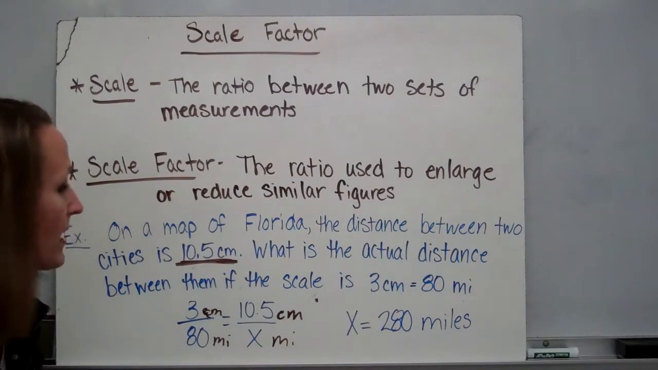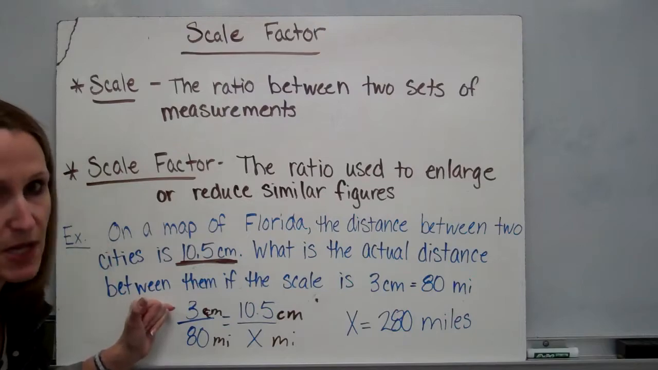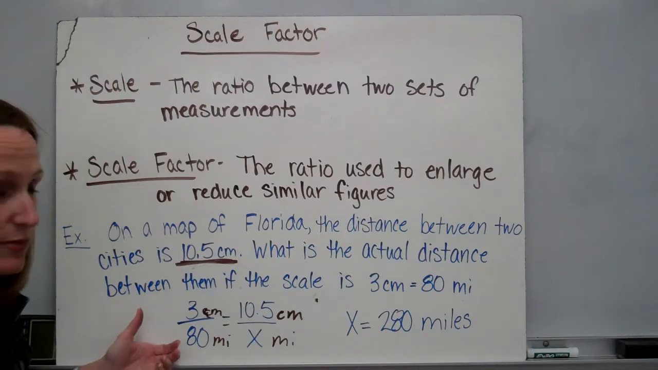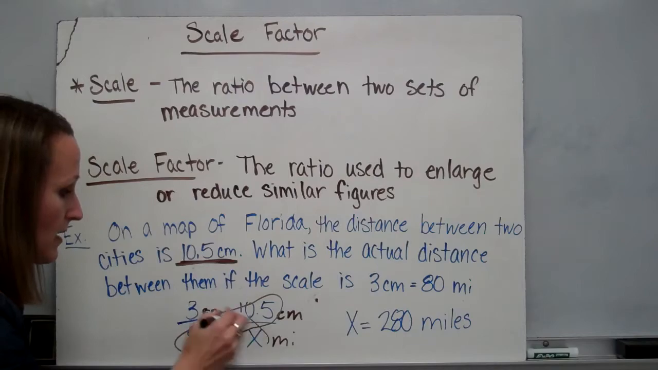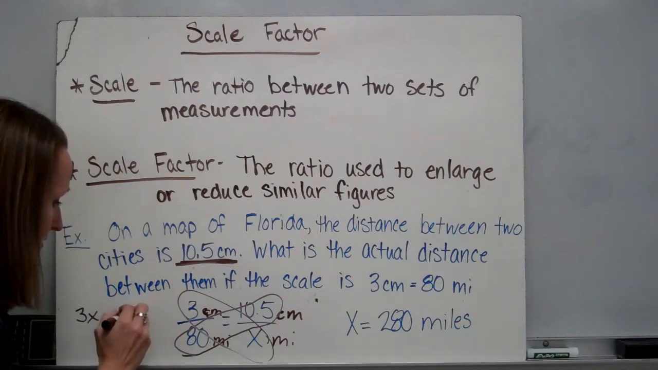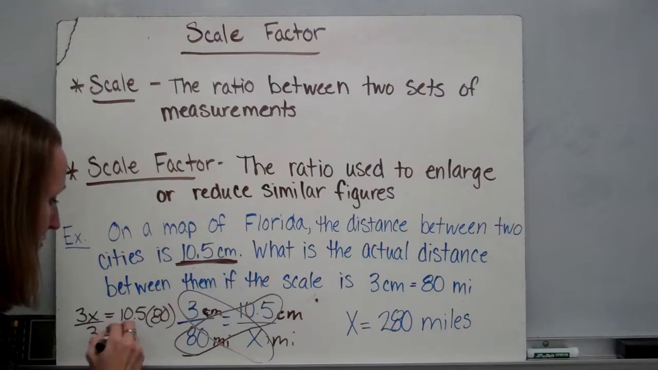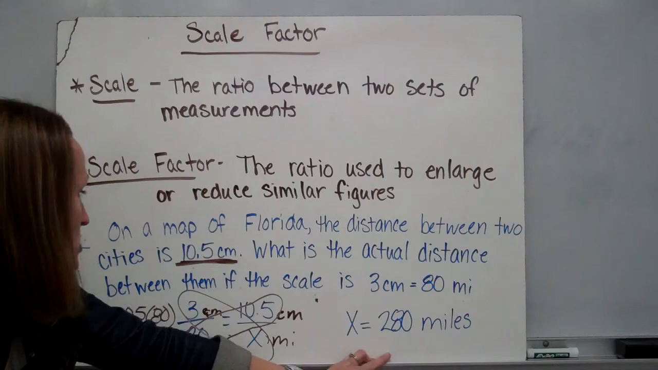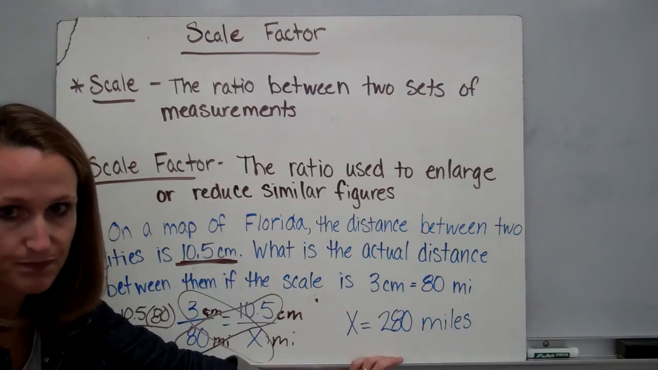That's the important part about using a scale factor and a scale that people sometimes mess up. Whatever units you have up top on one side, you need to have up top on the other side. So now we can solve this just like we do any other proportion. Cross multiply 80 times 10.5 and 3 times x so that you have 3x equals 10.5 times 80. Then you're going to divide that by 3 to find your x value. And in this case, we find out that the actual distance between two cities in Florida is 280 miles.